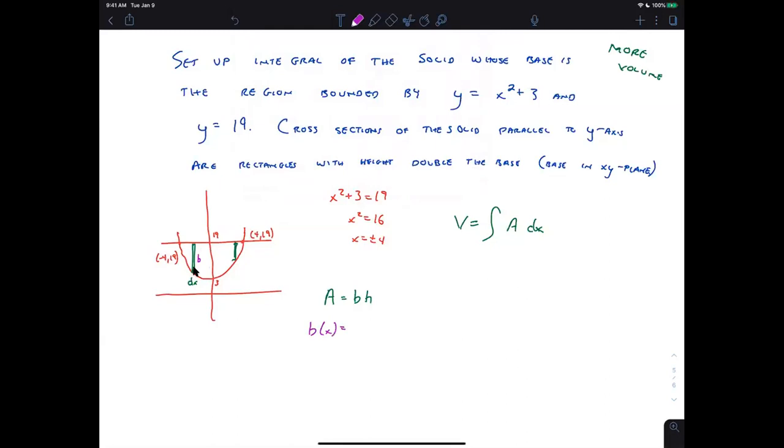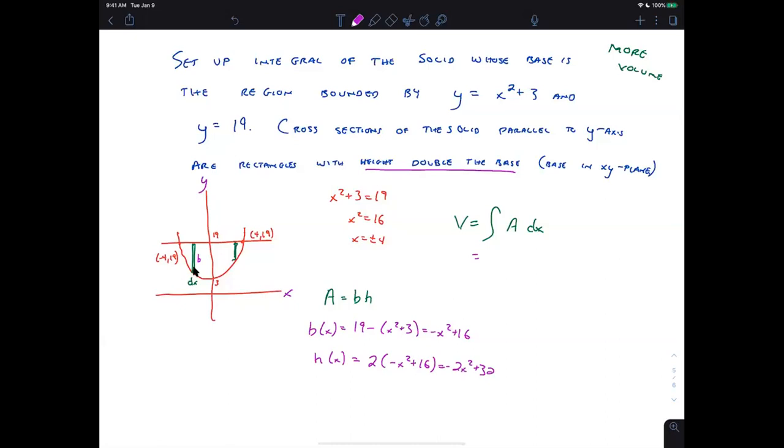So top y minus bottom y, well, that's 19 minus x squared plus 3, which is negative x squared plus 16. Remember, this is the y-axis, all right? The height is double that. So the height, and just because it says that, height's double the base. So height is 2 times negative x squared plus 16, which is negative 2x squared plus 32.